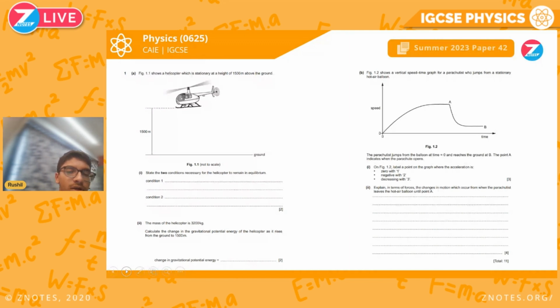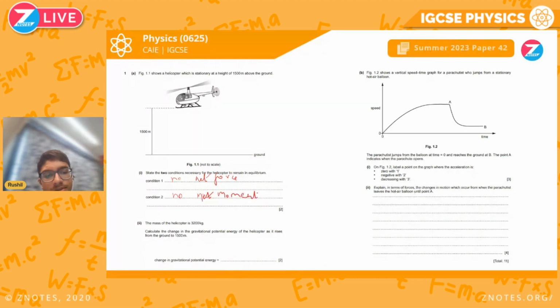As we know, for anything to remain in equilibrium, basically it shouldn't be moving, right? So it needs to have no net force. I should just write it here. No net force. And it shouldn't be turning or spinning either. So no net moment. So these are the two conditions.